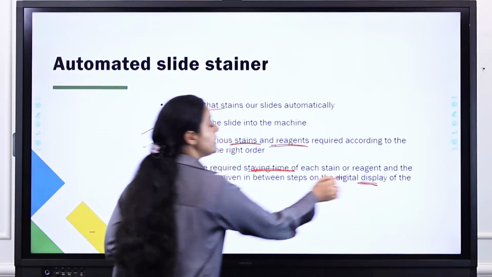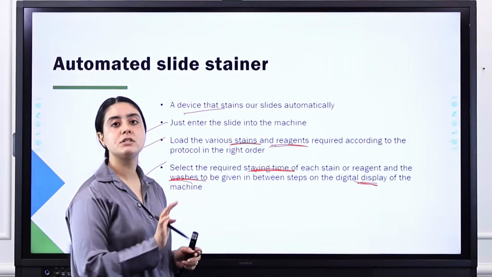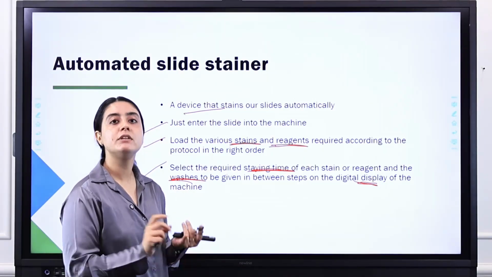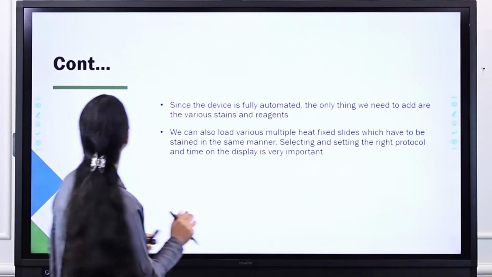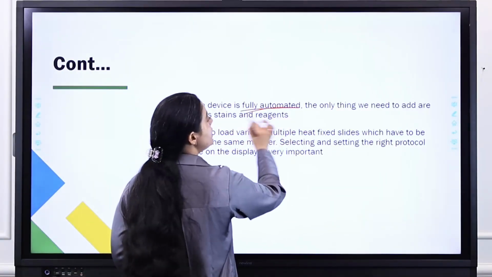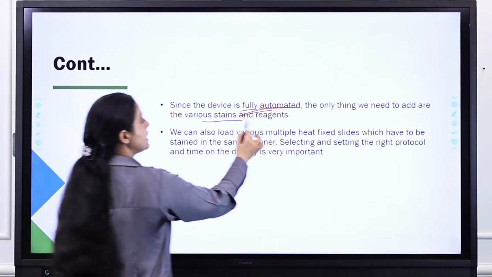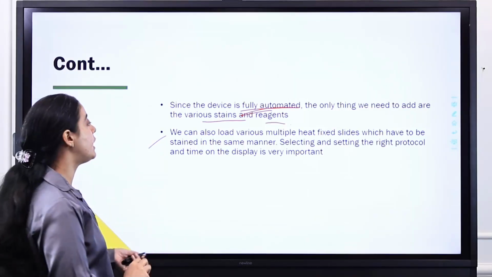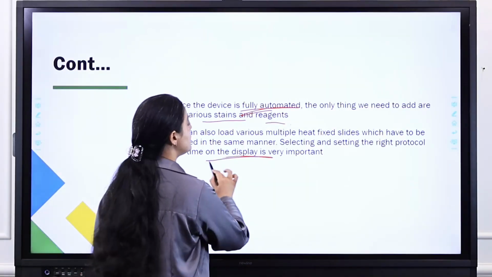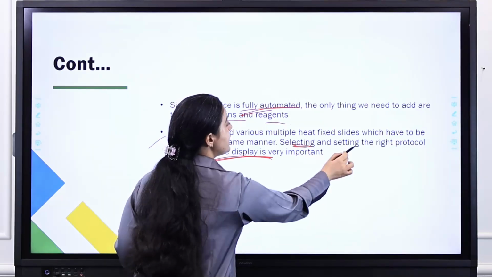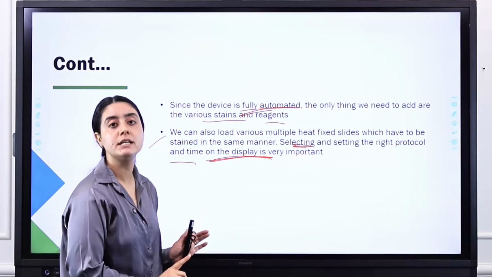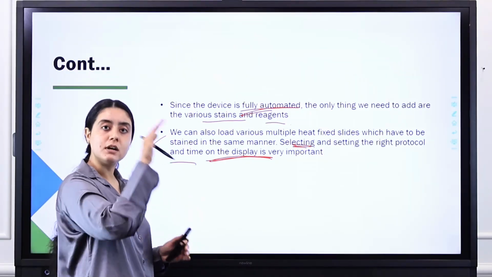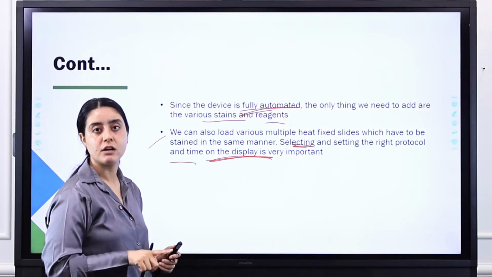There is a digital display on the machine. We have to set everything. We have to put every reagent and the fixed slides into the machine, and it will stain your slide automatically. So the device is fully automated. The only thing is we have to add the various stains and reagents, and we can load multiple heat fixed slides in the machine, and we have to set all the things on the display. Selecting and setting the right protocol and time on the display is very important. First you have to finish the setting, and then your staining will be done accordingly. So you cannot change after that.